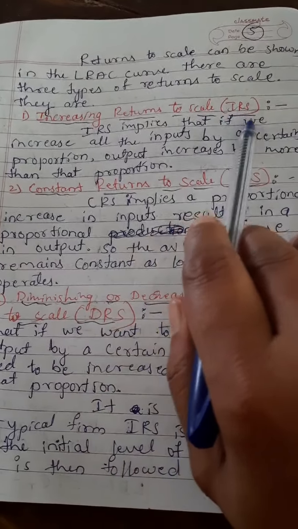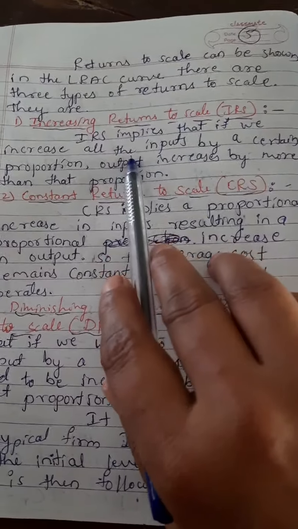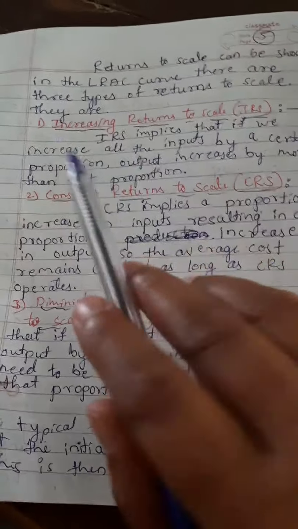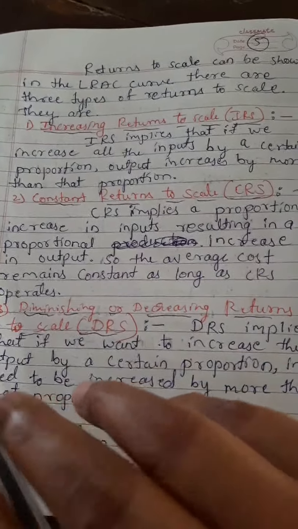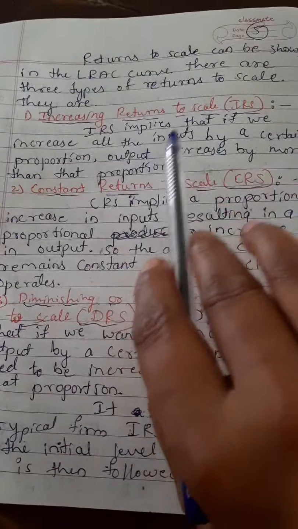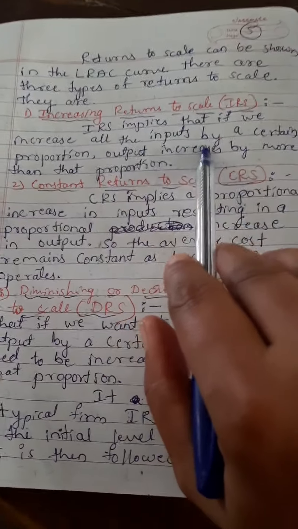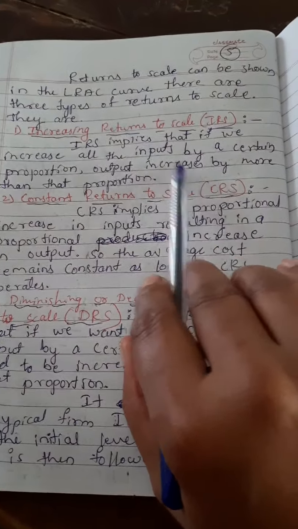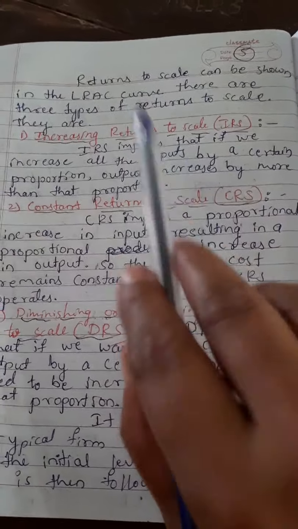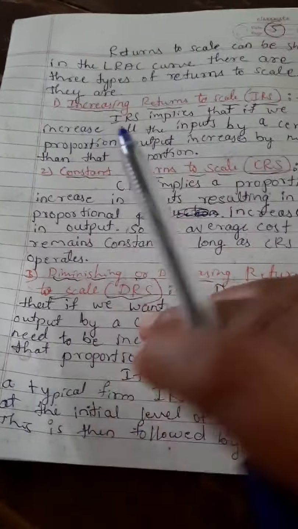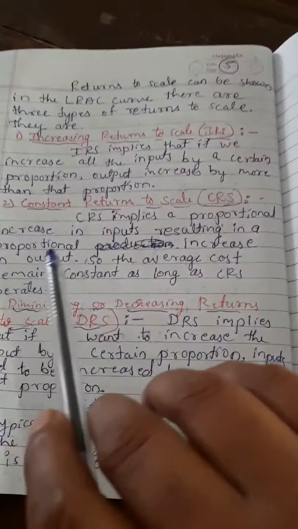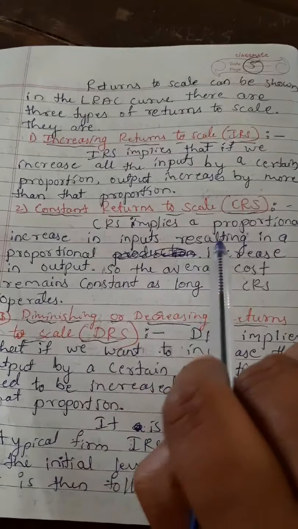It is called IRS. That is, if the outputs are greater than the inputs, that is called increasing returns to scale. If we take 1 meter of input and produce 2 shirts, that is the increasing returns to scale here. And next, constant returns to scale.